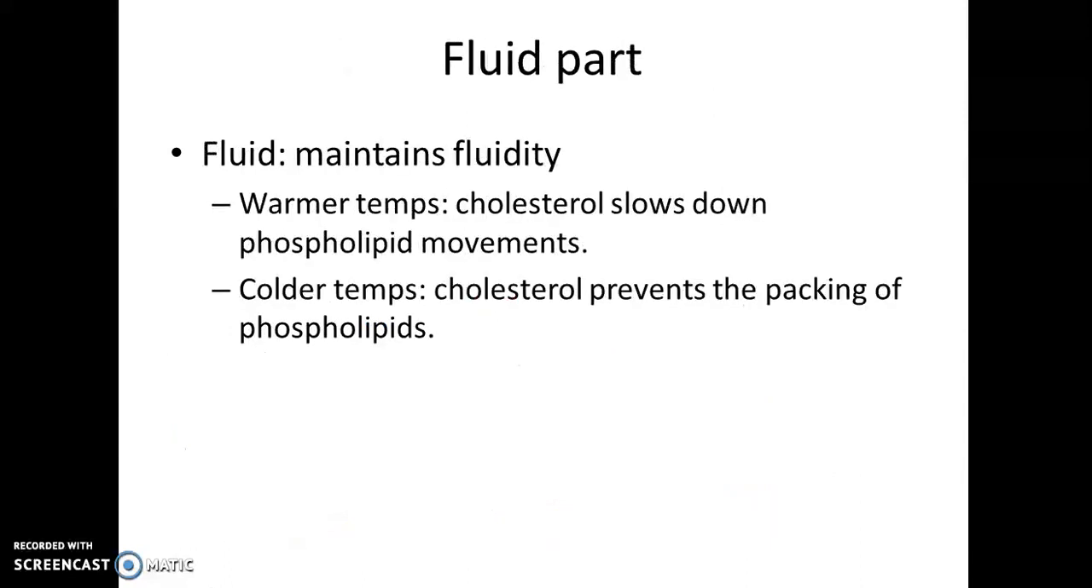Hit pause. So the fluid part of the fluid mosaic model, basically it is not static. The cell membrane is constantly changing, moving around, and it maintains its fluidity. How? Well, cholesterol is the molecule that helps the cell membrane maintain its fluidity. In warmer temperatures, the cholesterol slows down the movement of the phospholipids. In colder temperatures, the phospholipids tend to pack together and move slowly, but the cholesterol prevents them from packing too close together. So the cholesterol helps the cell membrane maintain its fluidity.